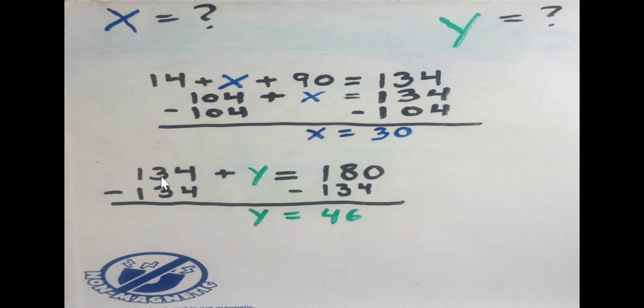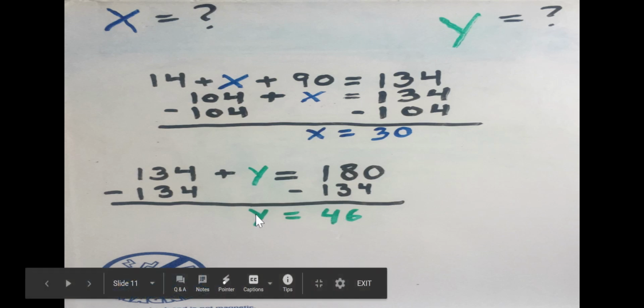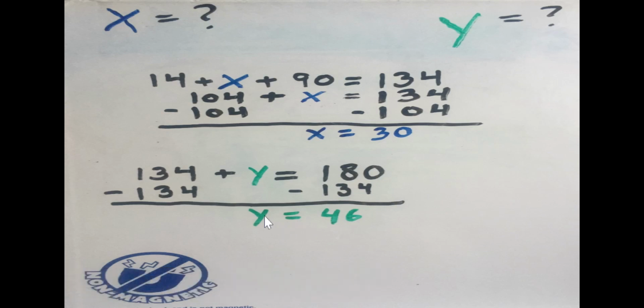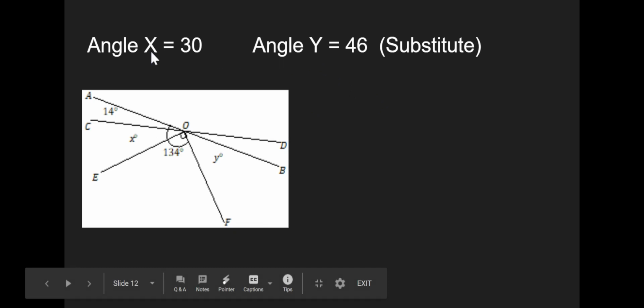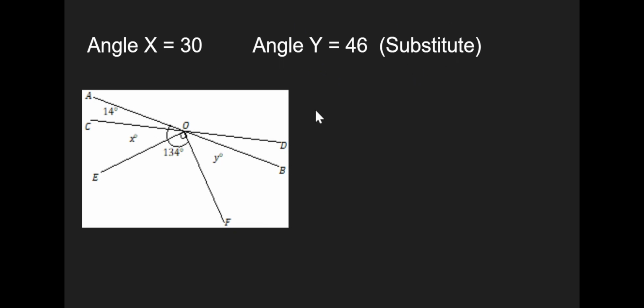And then we solved for y. 134 plus y equals 180, minus 134 on both sides, and we have y equals 46. All right. Once you're done doing that, you would take your value for y, you would take your value for x, and you would substitute. So wherever you see a y, you put 46. Wherever you see an x, you would put 30.